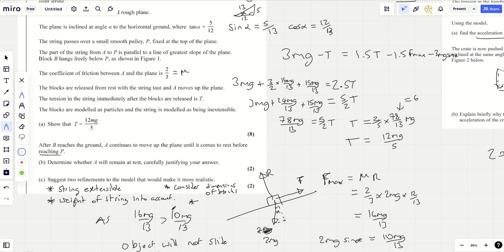There's lots you could have here. Have a look at the mark schemes for more accuracy. But you could make sure the pulley had friction. Friction on pulley. There we go. So there's lots you can say there.